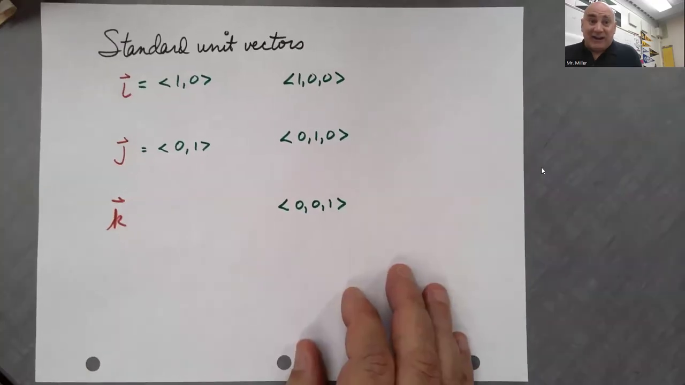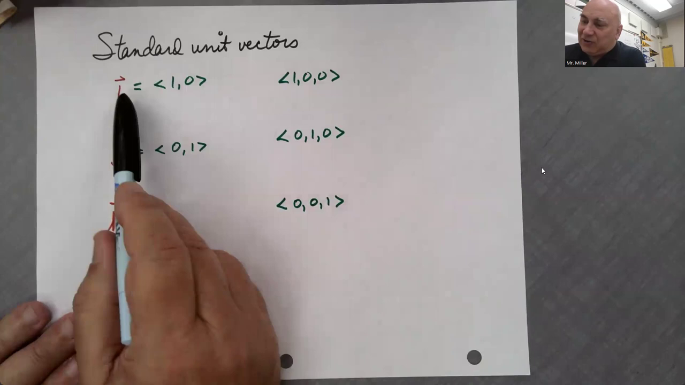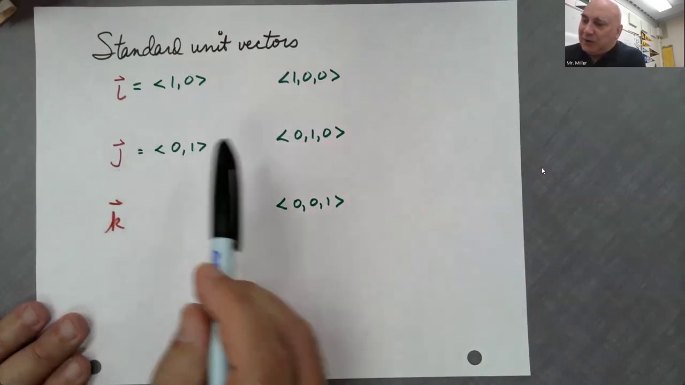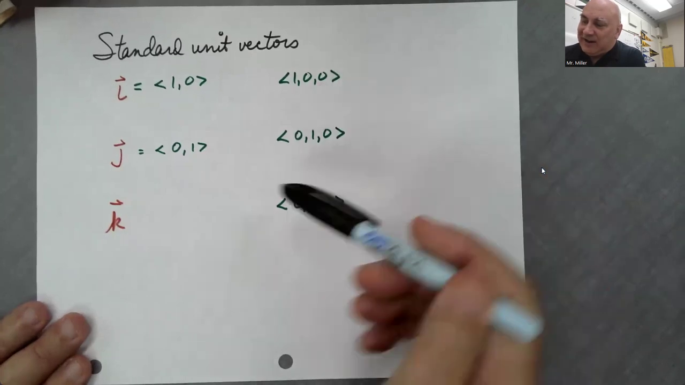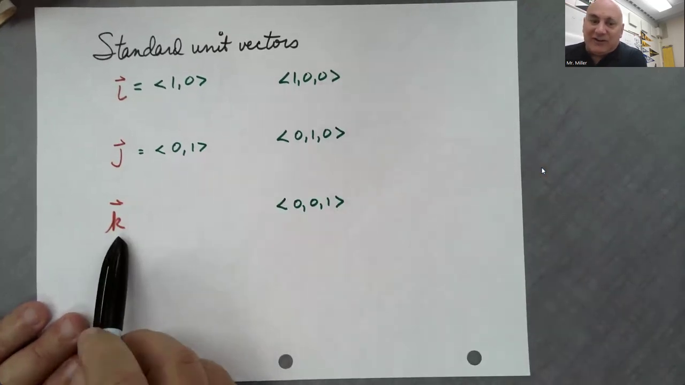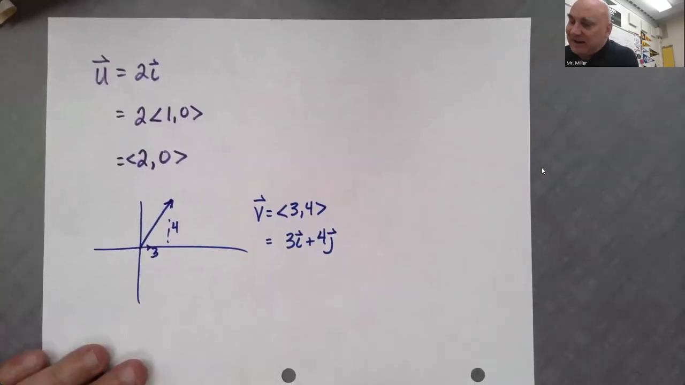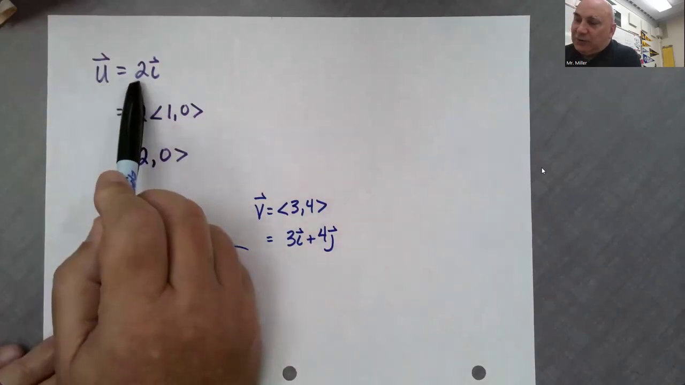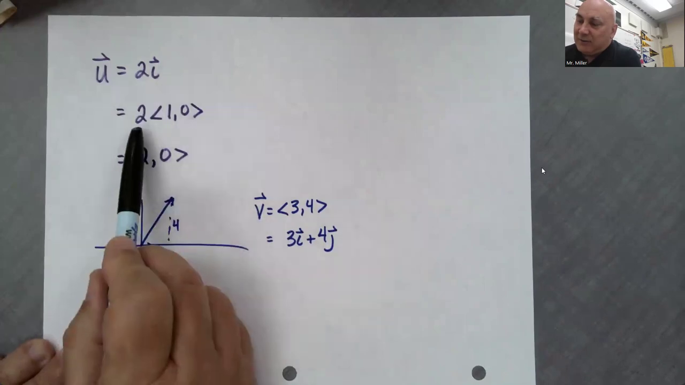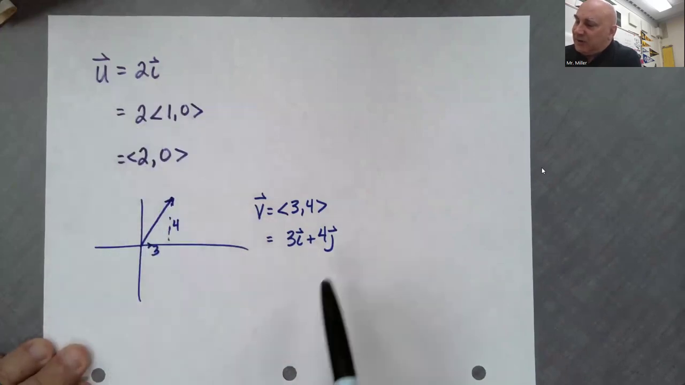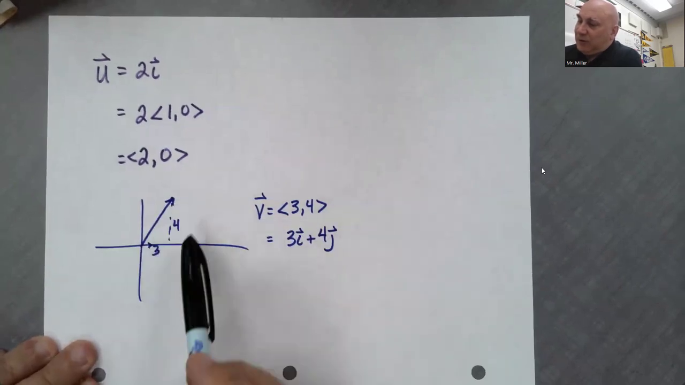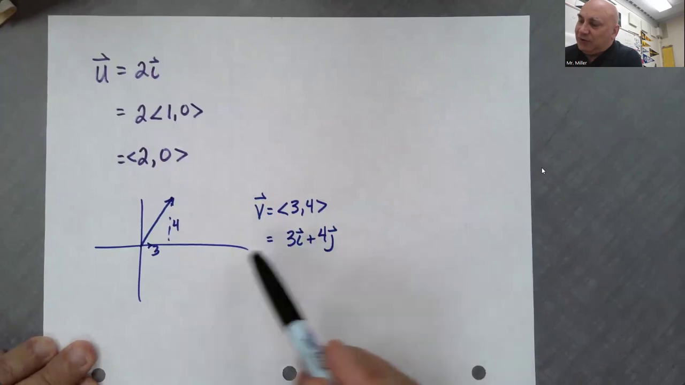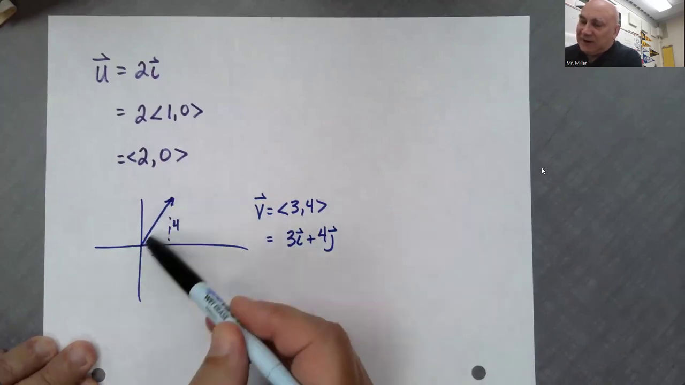And earlier, I introduced you to the vectors i and j and now k. If we only are working in two dimensions, we only need i and j. But if we're working in three dimensions, we need i, j, and k. K is obviously a unit vector in the z direction. And again, we can write vectors using i, j, and k. If vector u is 2 units in the x direction, it's 2 times i, or it's the vector 2, 0. If vector v is 3, 4, you can also write that as 3i plus 4j, and your resultant vector would be vector v.